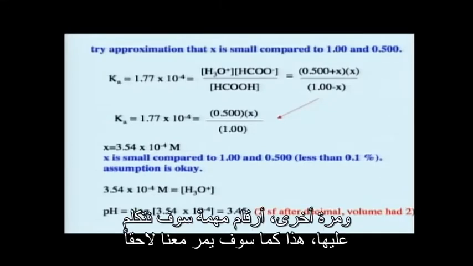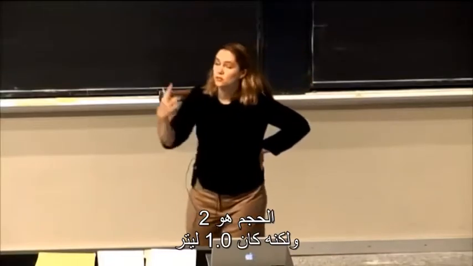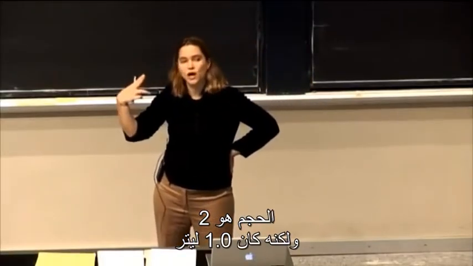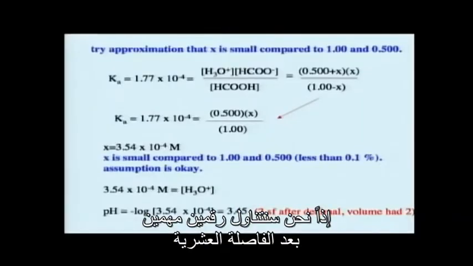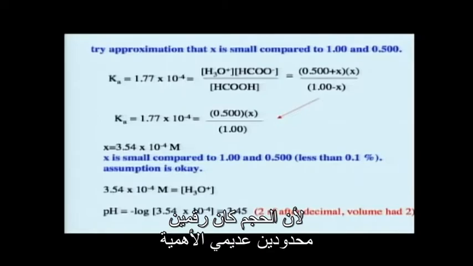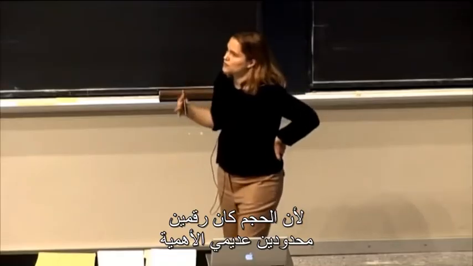And again, significant figures. We'll be talking about this as we go through. The volume was 1.0 liters, and so we're going to have two significant figures after the decimal point, because the volume was limiting in significant figures.